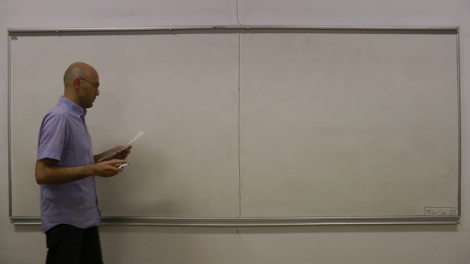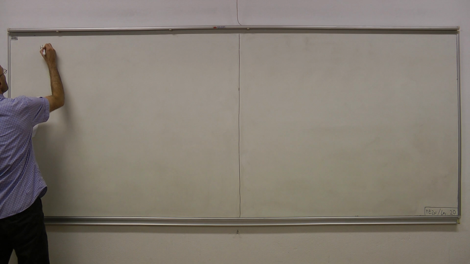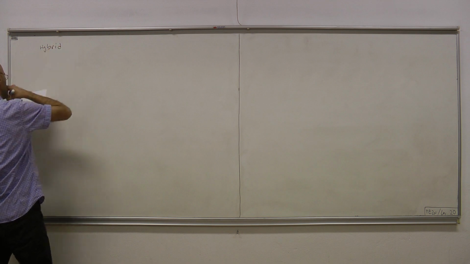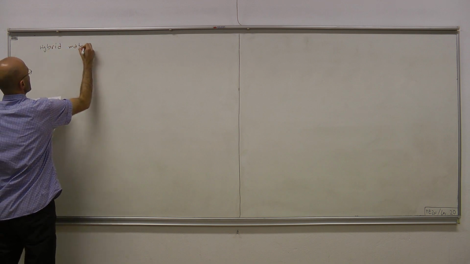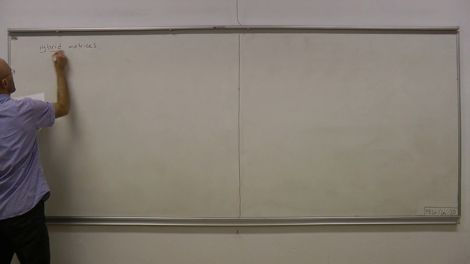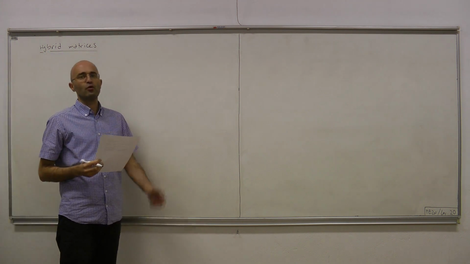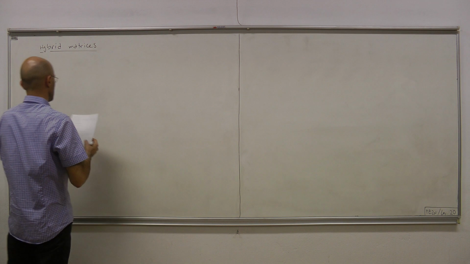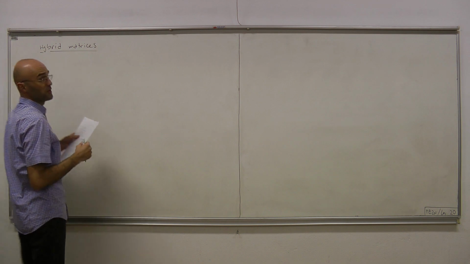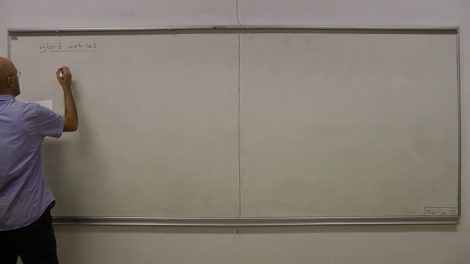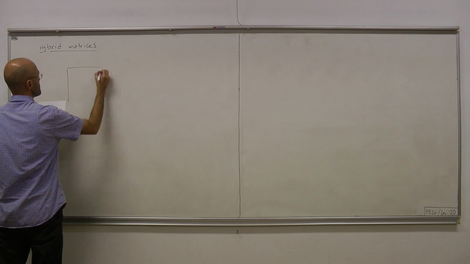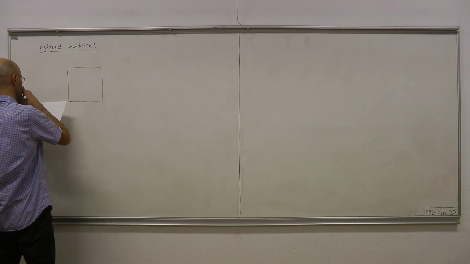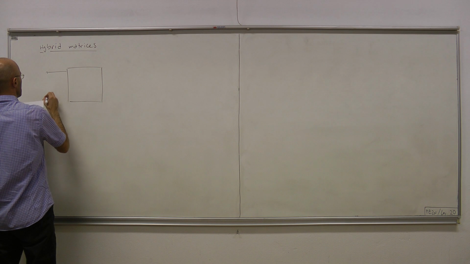Okay. The first class is called hybrid representation, where we obtain the hybrid matrices for a given two-port circuit. And what hybrid matrices are, we'll see in a minute. Suppose that this is our LTI resistive two-port.